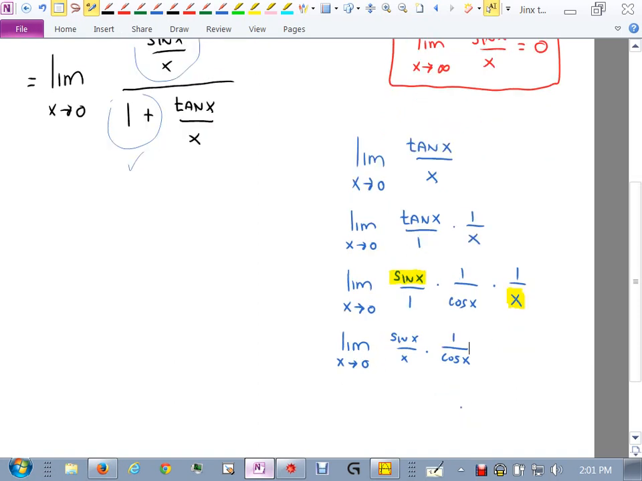This right here is going to go to, I'm going to take the limit now, okay? So I'm taking the limit, so I'm not writing it again. It's 1 times, what's cosine of 0? 1, so 1 over 1, so it's 1. So that goes, 1 times 1 is 1.